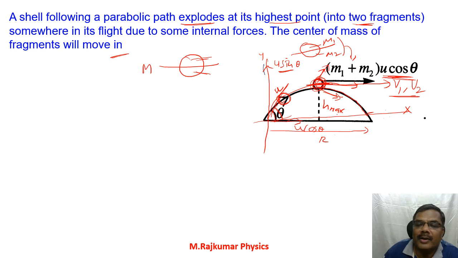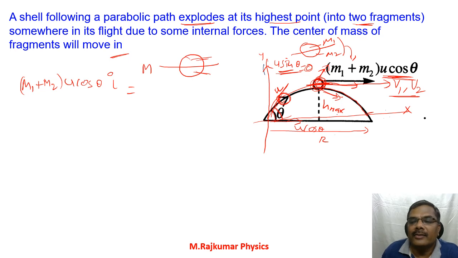See, at this highest point the u sin theta is 0, because at maximum height the vertical velocity will be 0, and only the horizontal velocity will be there. So the fragment's initial momentum will be (m1 plus m2) into u cos theta along the x-axis, which will be equal to the final momentum. The final momentum is that of the first fragment, the bigger mass, m1 v1, plus m2 v2. So this is the final momentum of the two fragments here.